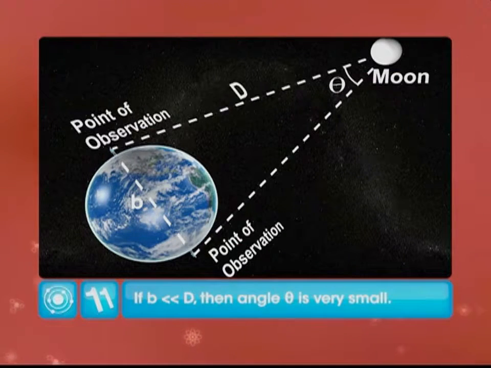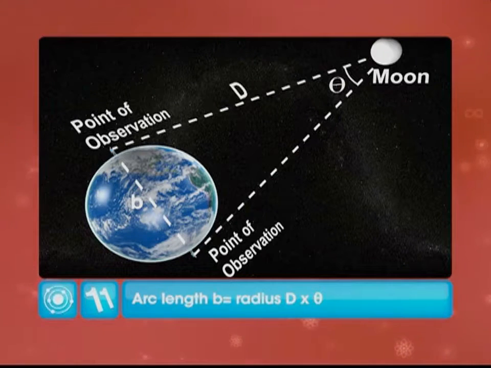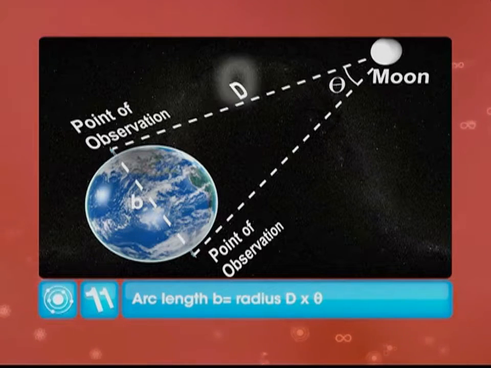If B is a lot smaller than D, and therefore theta is very small, we can approximately take B as the arc length of a circle with radius D. Then arc length B is equal to radius D times theta. Knowing theta and B in this equation, D, the distance between Earth and Moon, can be found.